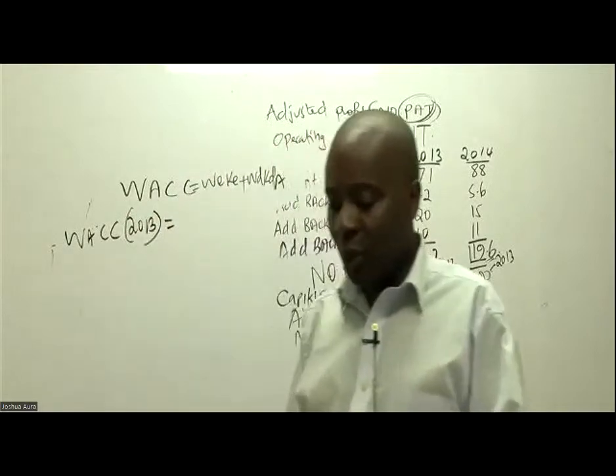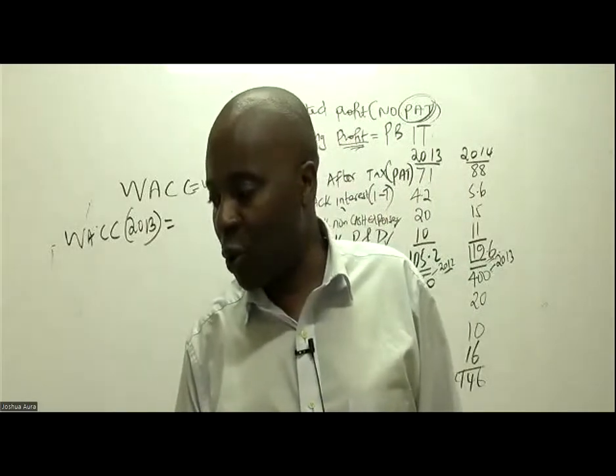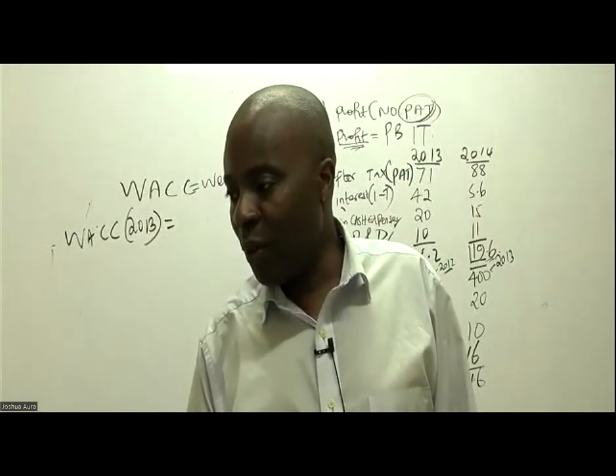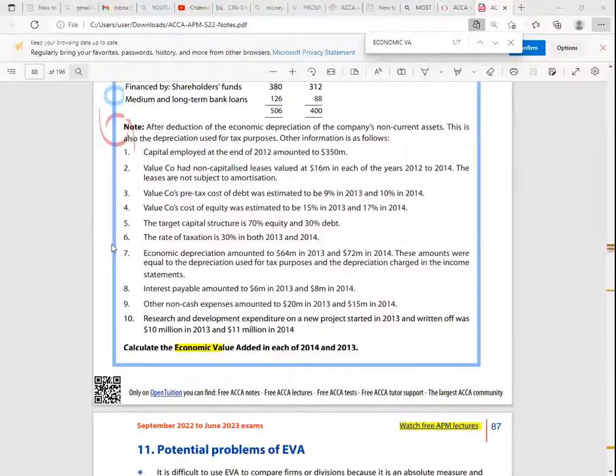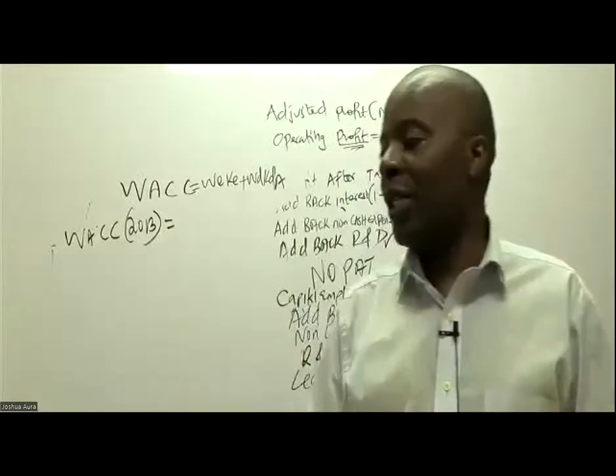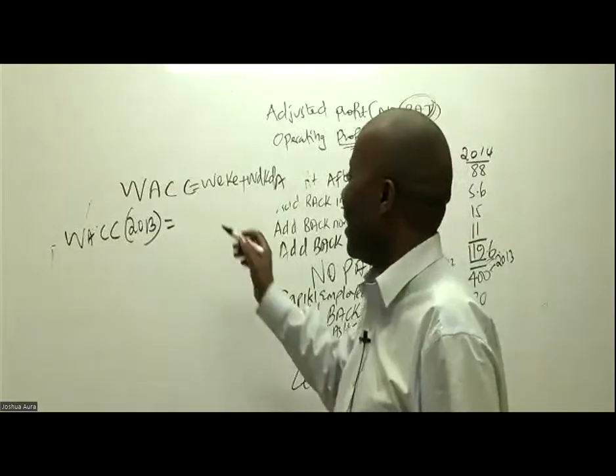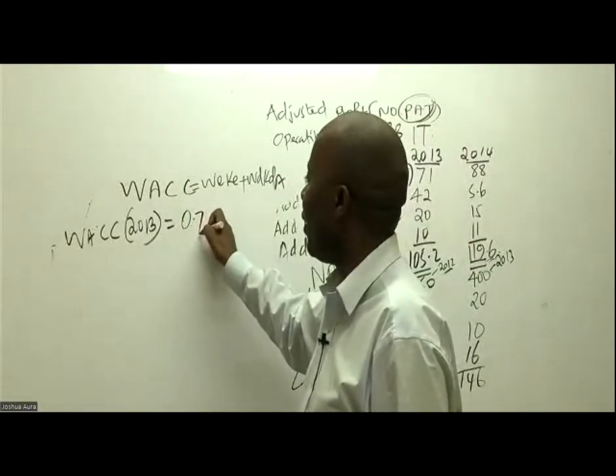2013. So is there somebody who is able to see the weight of equity in the capital structure? Yeah, you can see note number 5. They've given us the target of the capital structure. Equity is 0.7. Debt is 30%. So 70% and 30%, 0.7 and 0.3. So weight of equity is 0.7.